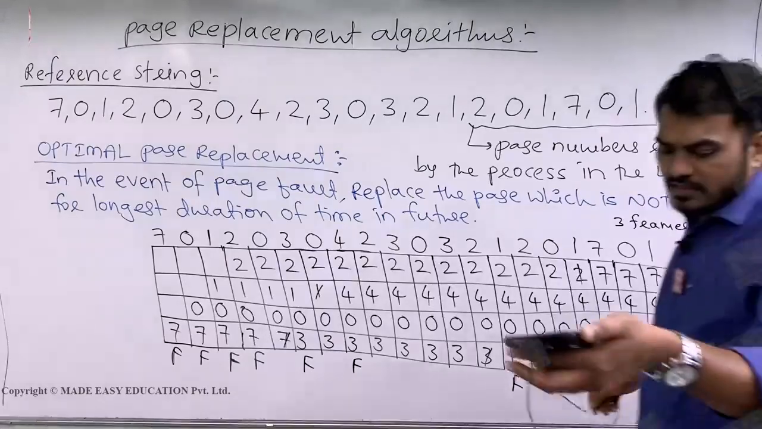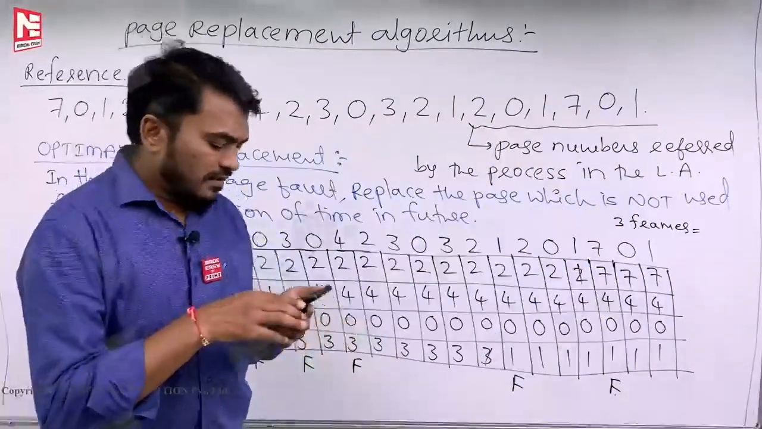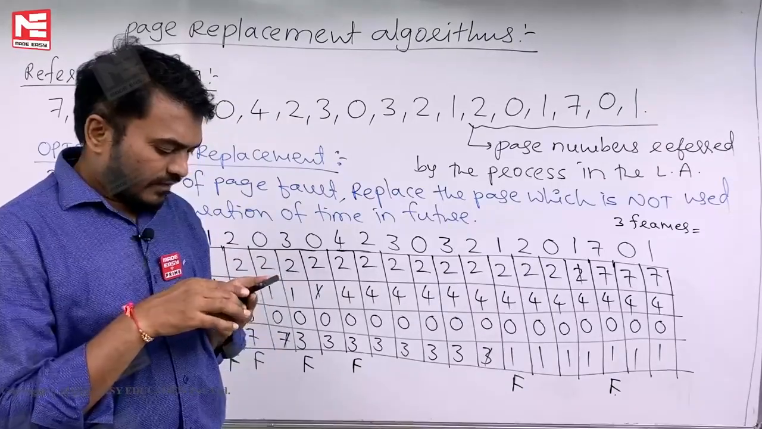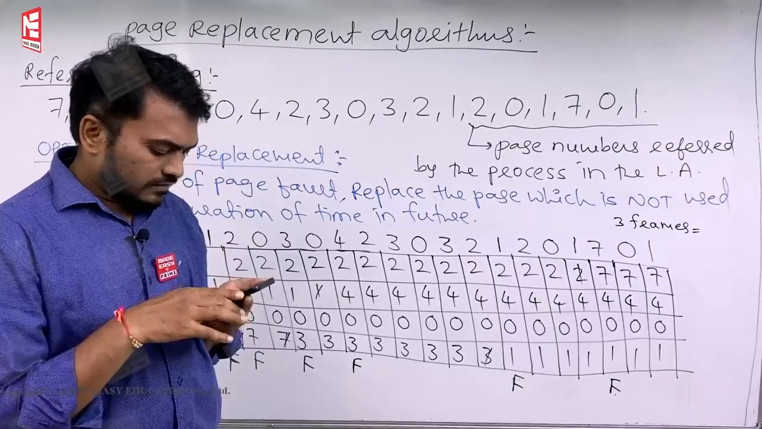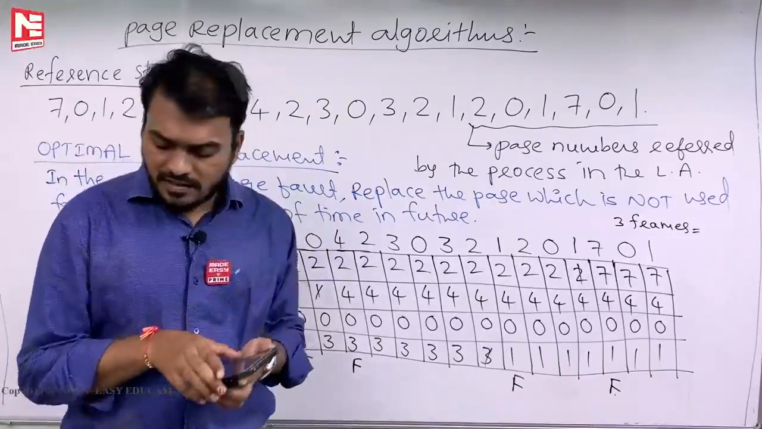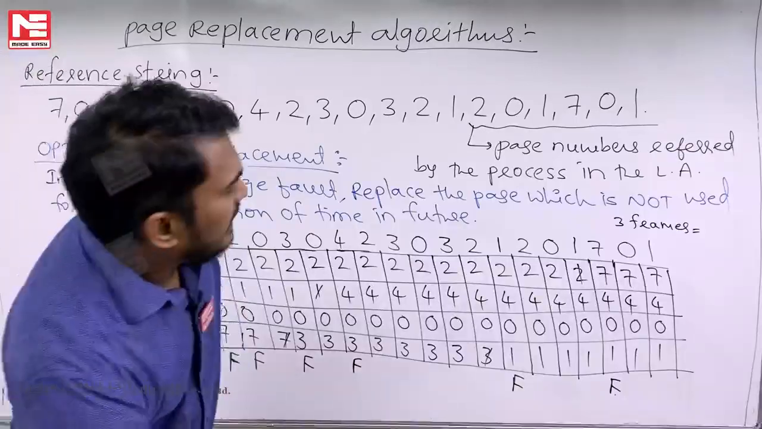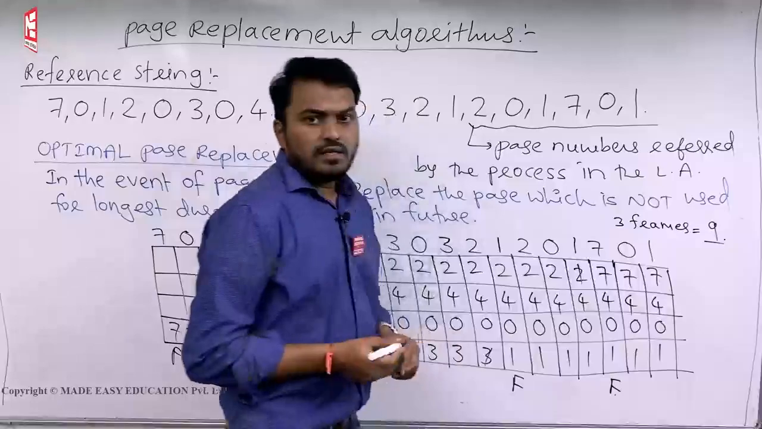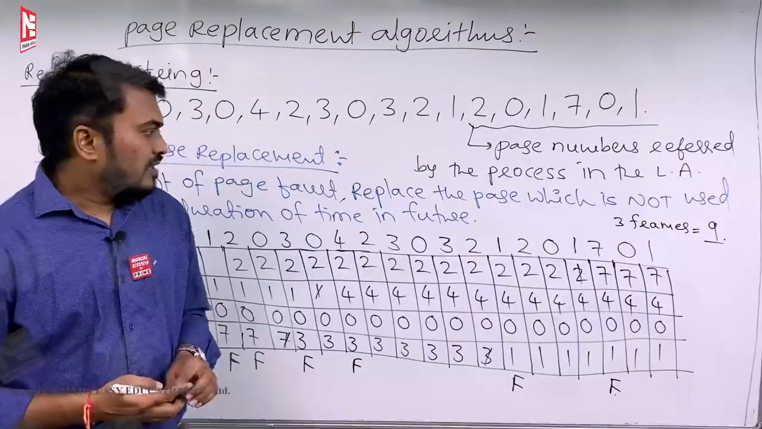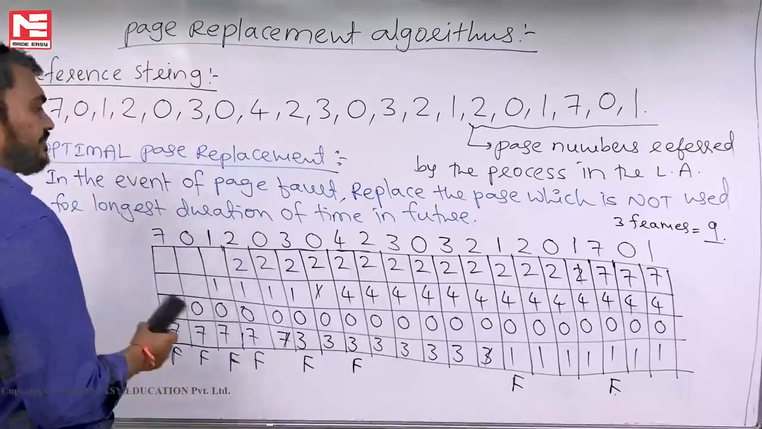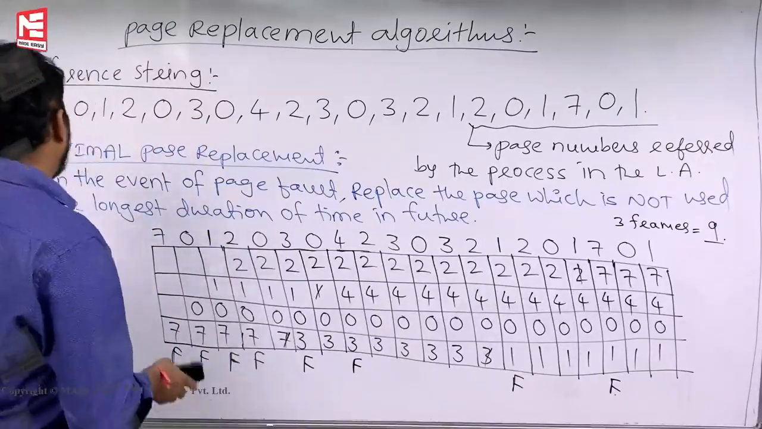Okay, so I'm just checking the answer. So with 3 frames, the right answer is 9. 3 frames लेके आप solve करेंगे तो 9 आना चाहिए. So please solve that. Same reference लेके 3 frames solve करो. अभी solve करो. So that is the optimal page replacement.